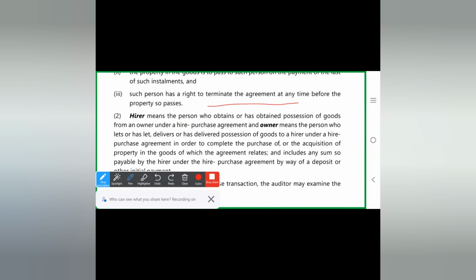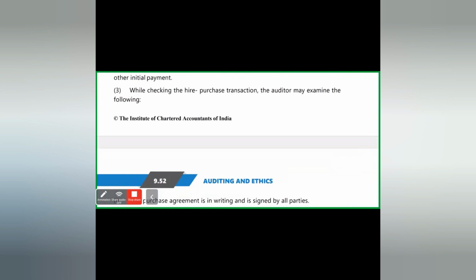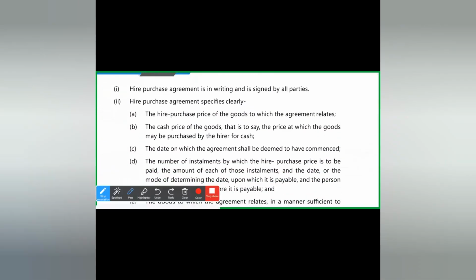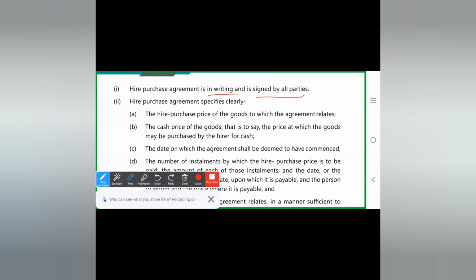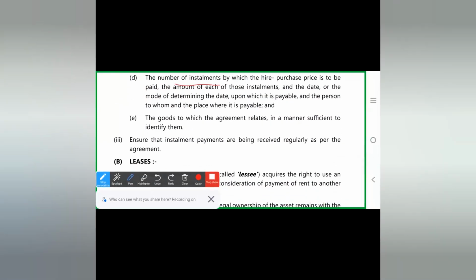Here, hirer means the person who obtains or has obtained the possession of goods, and owner means the person who has delivered possession of goods under a hire purchase agreement. While checking the hire purchase transaction, the auditor may examine the following points: that the hire purchase agreement is in writing and signed by all the parties. The agreement specifies the hire purchase price, the cash price of the goods, the date on which the agreement shall be deemed to have commenced, the number of installments by which the hire purchase price is to be paid, and the goods to which the agreement relates. Also ensure that the installment payments are being received regularly as per the agreement.